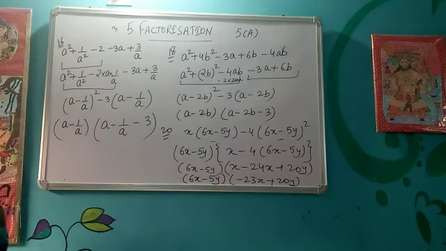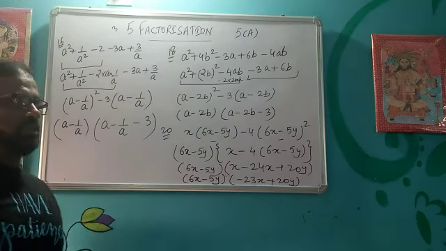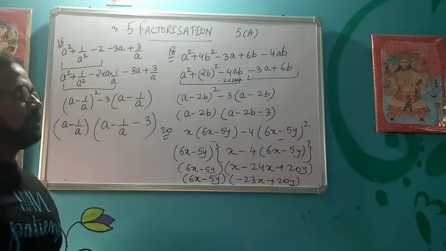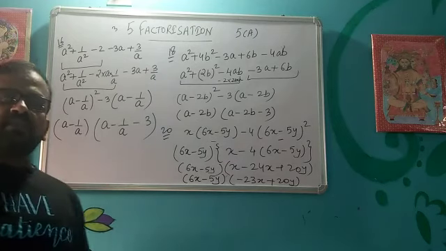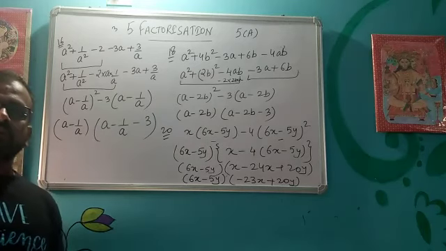Okay, so this is the end of this exercise 5a. In this we have used two methods. First is common term method and next is grouping term method. In the next exercise we will see how to factorize a given quadratic polynomial.